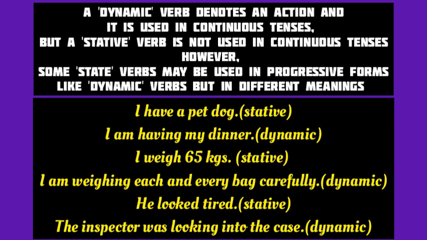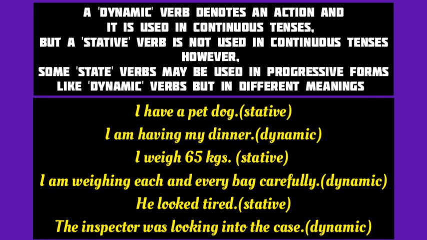Then in the sentence, he looked tired, the verb looked means appeared, so it's a stative verb. Now see the last example. Here the same verb look is used in the past continuous tense with the preposition into. Here it shows an action. It means investigating. So it's a dynamic or action verb here.